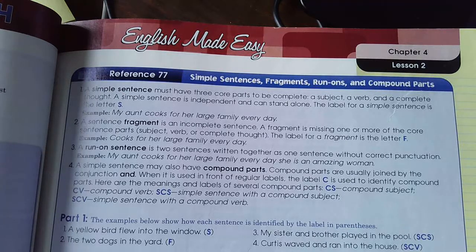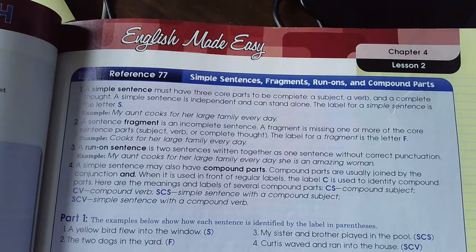Number 3, a run-on sentence is 2 sentences written together as one sentence without correct punctuation. Example: my aunt cooks for her large family every day. She is an amazing woman. We'll go more on that in just a minute.